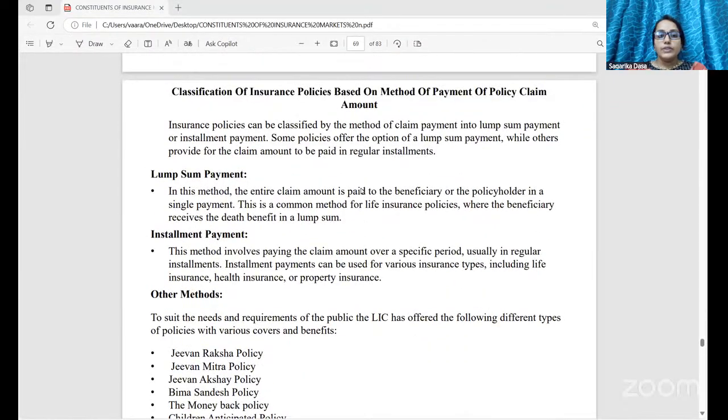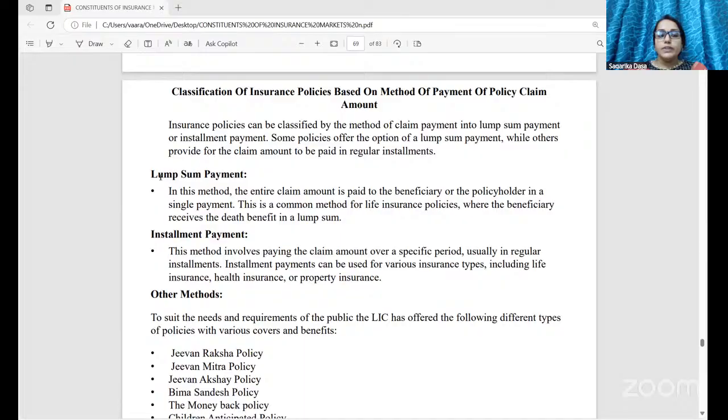Then another set of classification of insurance policies is based on the methods of payment of the policy claim amount. Based on how the policy claim amount is paid, the insurance policies are divided. Insurance policies can be classified by the method of claim payment into lump sum payment or installment payment. Whether the company is paying the claim amount as a total in one-time payment or they are paying partly, like installments. That is the classification which we can see in the policies classification based on the payment of claims.